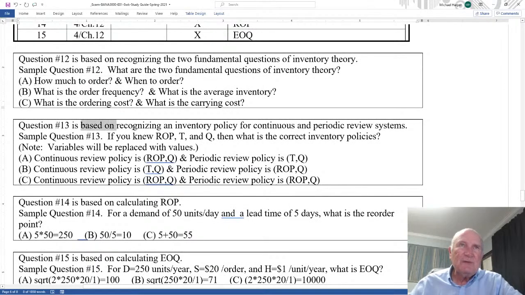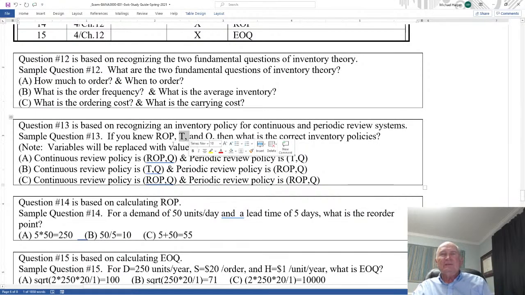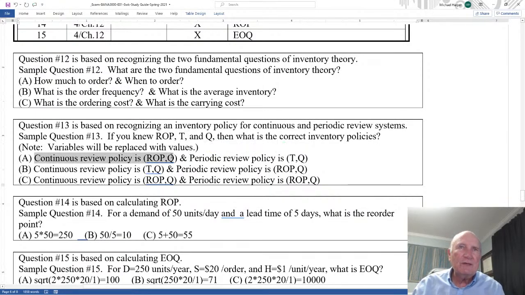Question 13 is based on recognizing an inventory policy for continuous and periodic review systems. Sample question: if you knew ROP, T, the reorder point, inventory period, and the lot size Q, order quantity, then what is the correct inventory policy? And note, the variables will be replaced with values. I'll give you the reorder point and the T and the actual values. Well, a continuous is ROP, Q; periodic is T, Q. So these are the kind of things you're looking for.